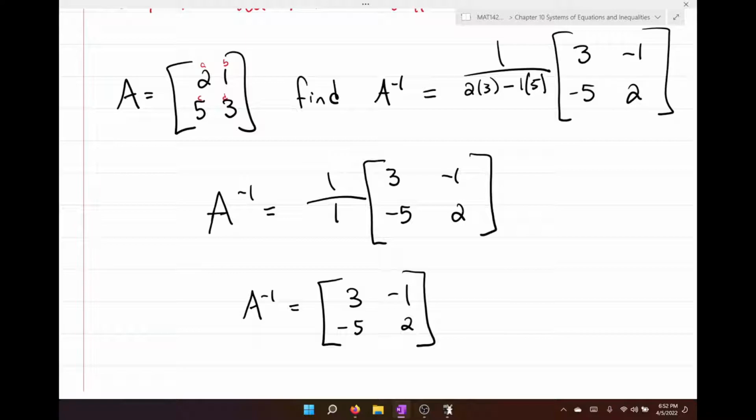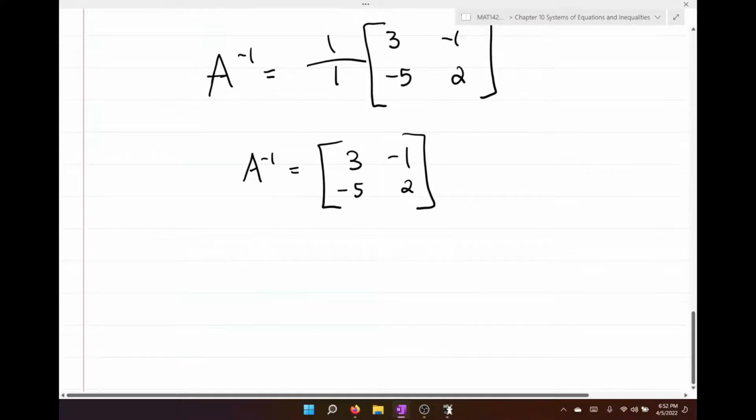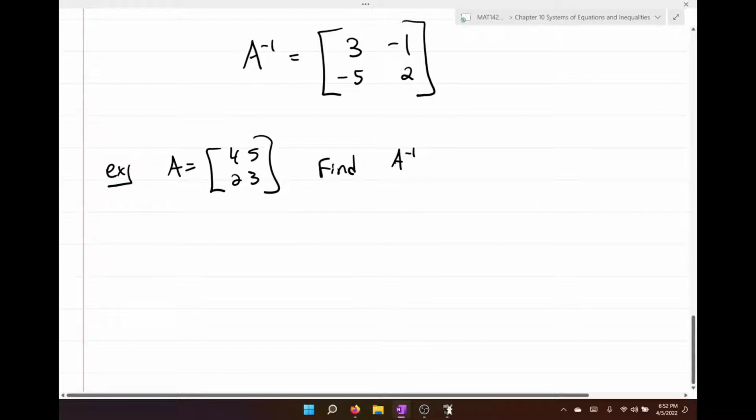All right, because I think it's really important. We're going to do it two ways. First, A equals 4, 5, 2, 3. Find A inverse. So we'll do this by hand, and then we'll do the calculator. Because there are some things that I want to show you that you can do on your calculator that maybe you didn't know. All right.